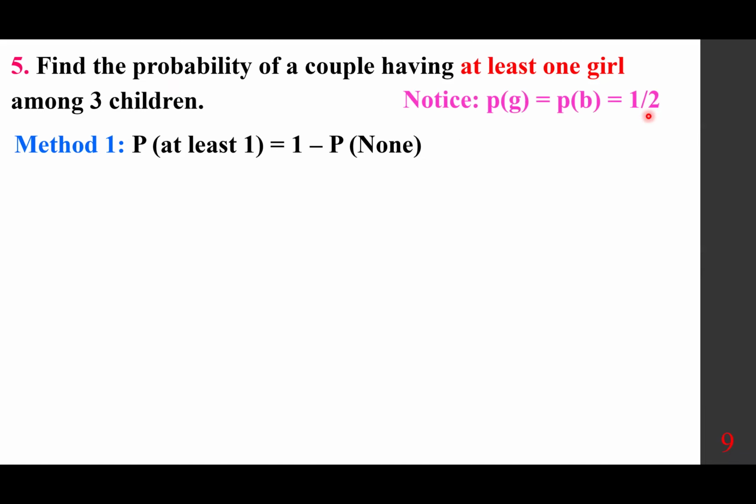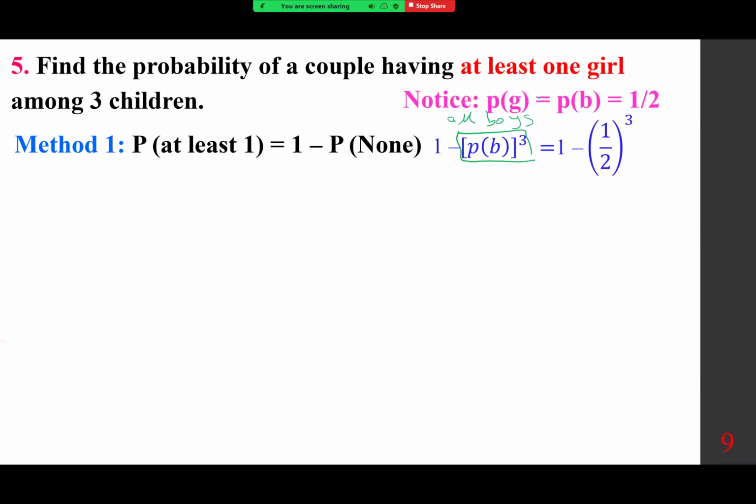So this is 1 minus probability of none. Probability of none, no girls, that means probability of all boys. That means probability of a boy, 1/2 to the power of 3. This means all boys. So probability of none, at least one girl, none, no girls, that means all boys. That's the meaning of it. 1 minus 1/2 cubed, which is 1/8. So 1 minus 1/8 is 7/8. I'm assuming we have no problem with decimals and fractions.